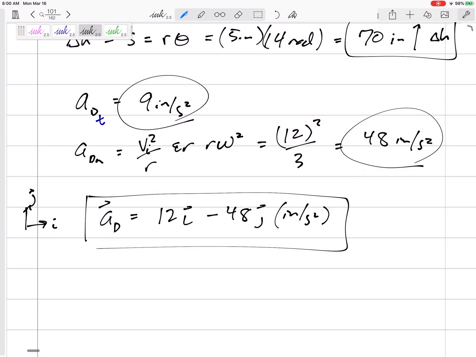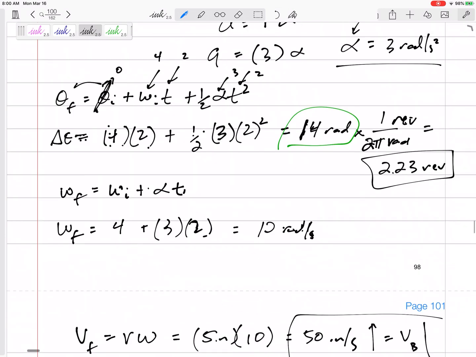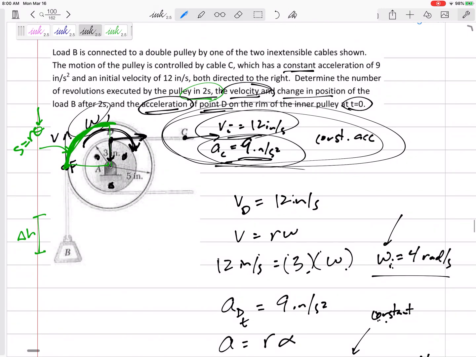Now let's talk about this. We were lucky that that point was just at the very top, because I could break that up into I and J really easily. But what if I wanted to know, hey, what's the acceleration of this point? Let's call it point G. What's the acceleration of this point? Well, the acceleration of this point, and let's give it some angle.